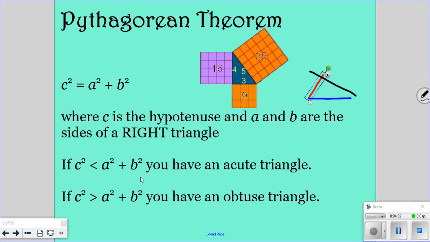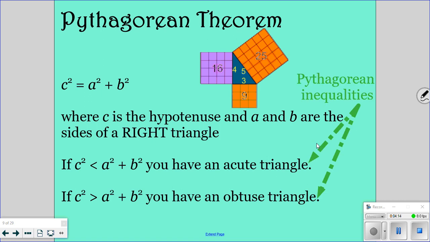So I use my hands to do that. I make a right angle, and then I either make them closer together or further apart, kind of like an alligator mouth. And that's how I keep up with it. So these are called your Pythagorean inequalities because they're based on the Pythagorean theorem, but they're inequalities.